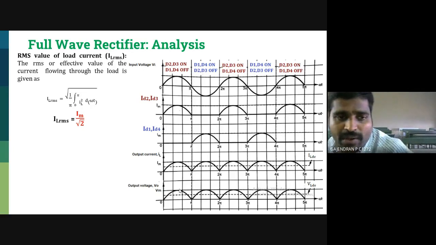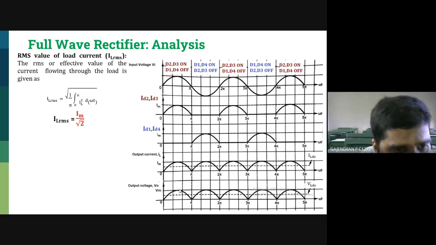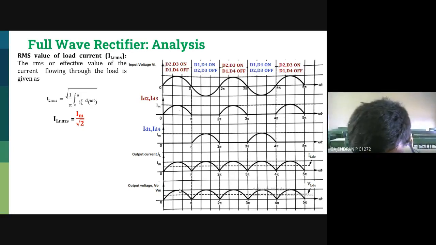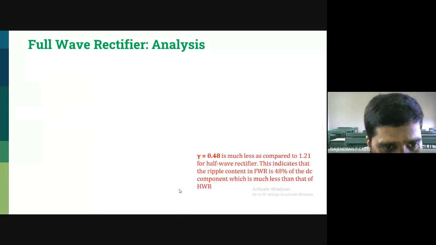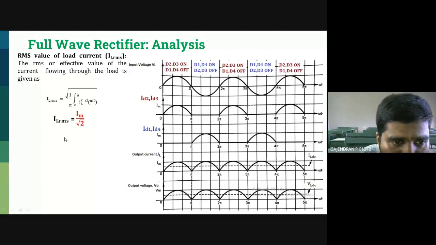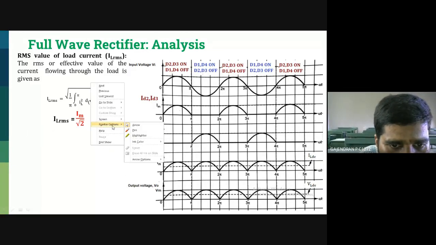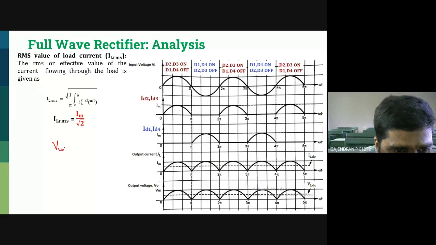Okay. So, if IL RMS is this, what may be the VL RMS? Vm by root 2. Okay? Vm by root 2. That is not given. You can make a note of that. Okay? So, the VL RMS is equal to Vm by root 2. That's all.